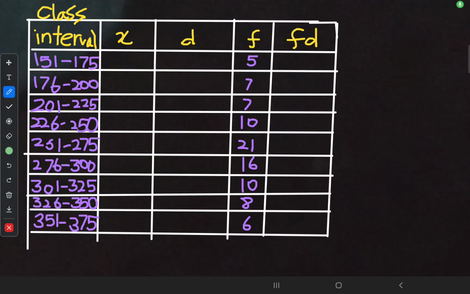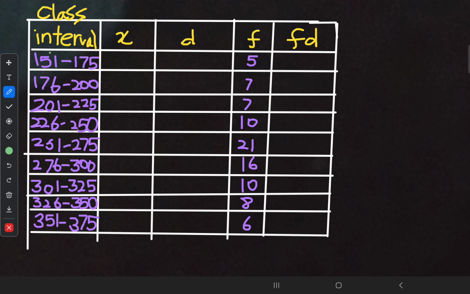Here, the class intervals and frequencies were noted according to the question. First of all, let's identify our mid values, that means the X column values. To do that, what do we need to do? We have to add our lower class boundary with the upper class boundary.